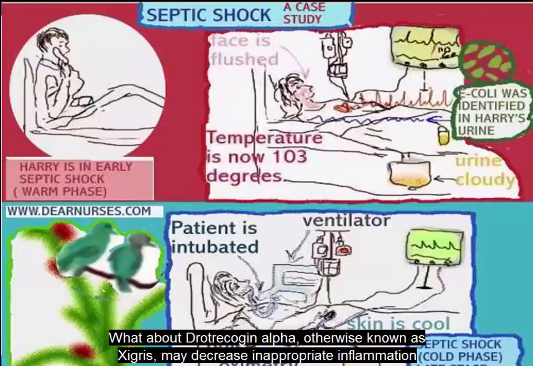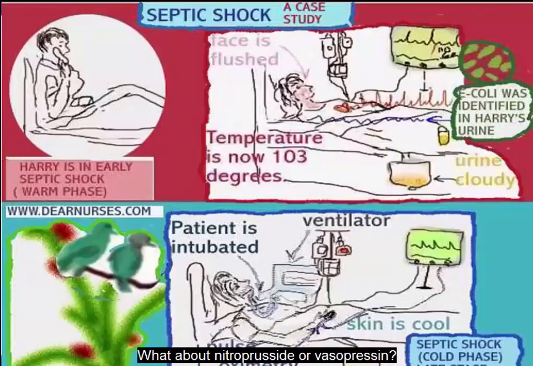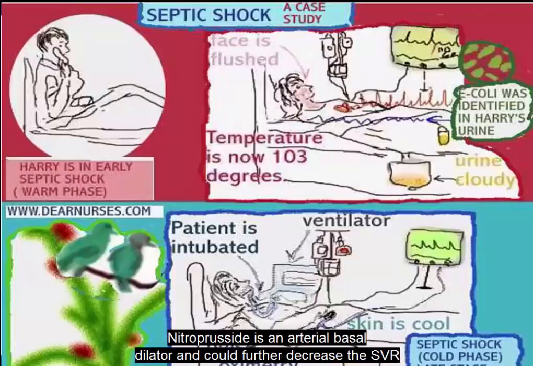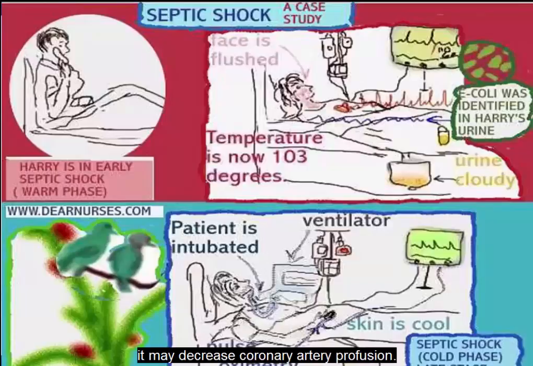What about drotrecogin alpha, otherwise known as Xigris? It may decrease inappropriate inflammation and help prevent systemic inflammatory response syndrome, but it will not directly improve the blood pressure. What about nitroprusside or vasopressin? Nitroprusside is an arterial vasodilator and could further decrease the SVR. Because vasopressin is a potent vasoconstrictor, it may decrease coronary artery perfusion.